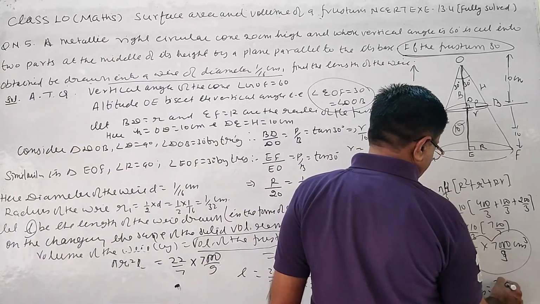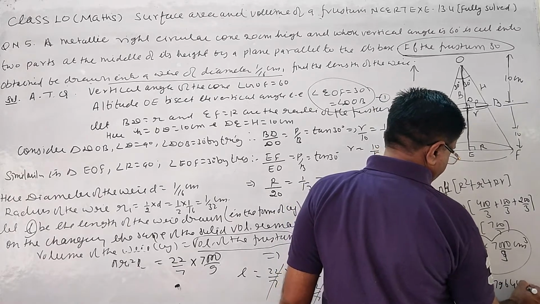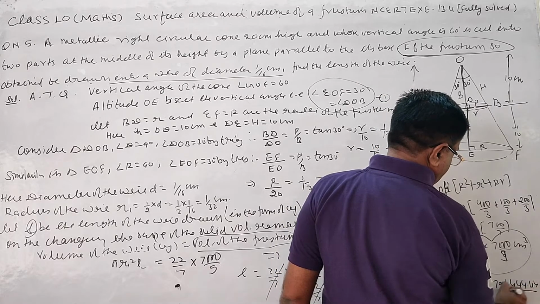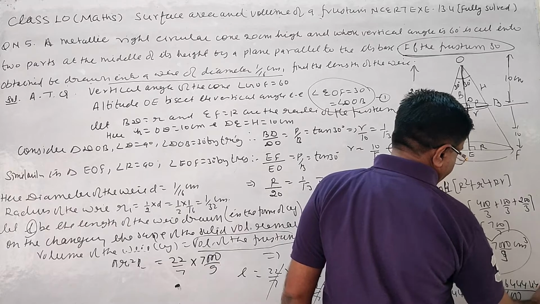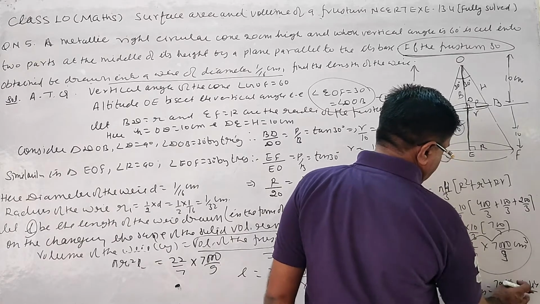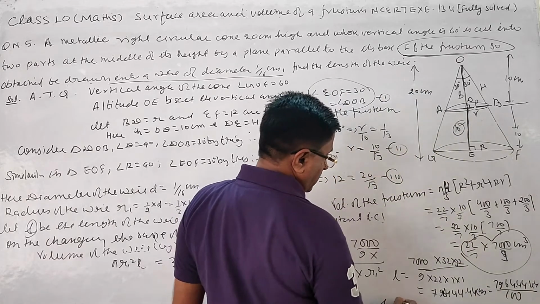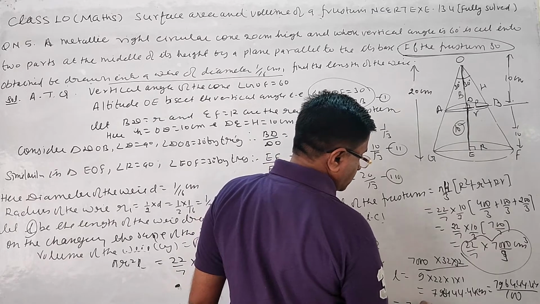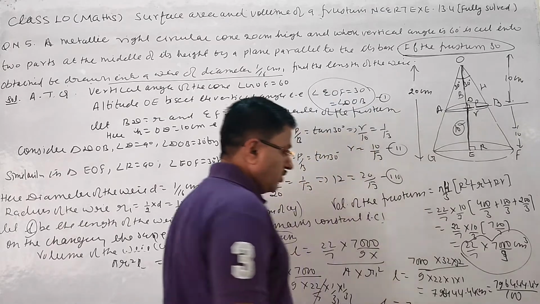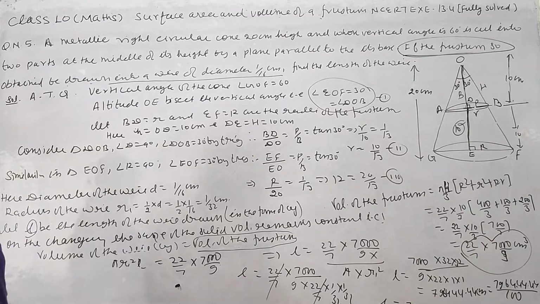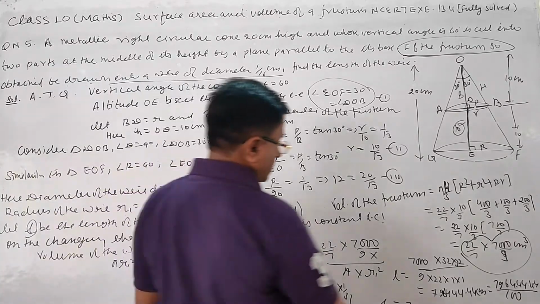If you want to convert into meter, then you have to divide by 100. That is the point here. If you remove 100, so finally what we get? 7964.4. So approximately 7964 meter. Hence the length of the cylindrical wire. This is the meter.